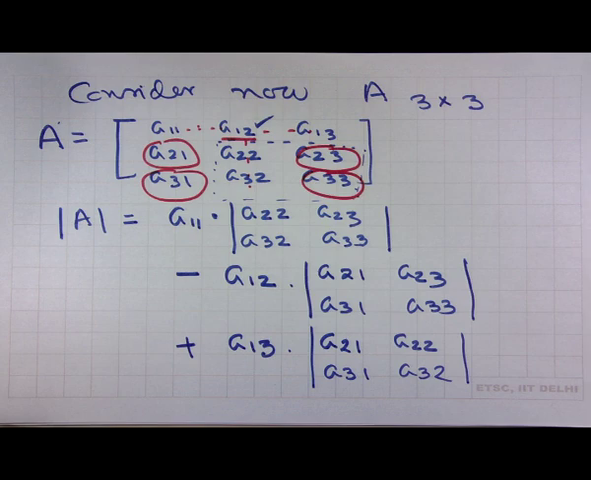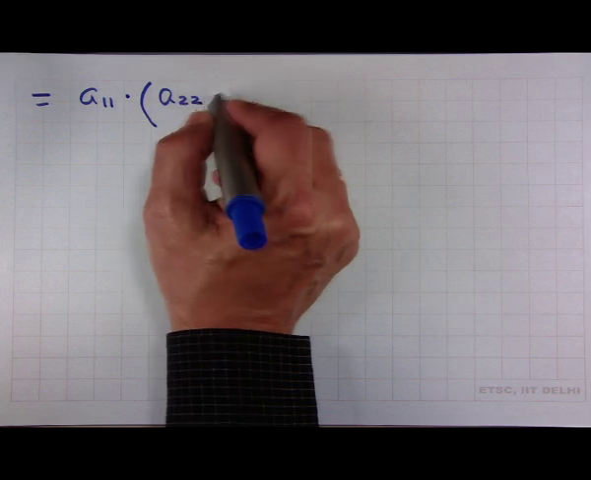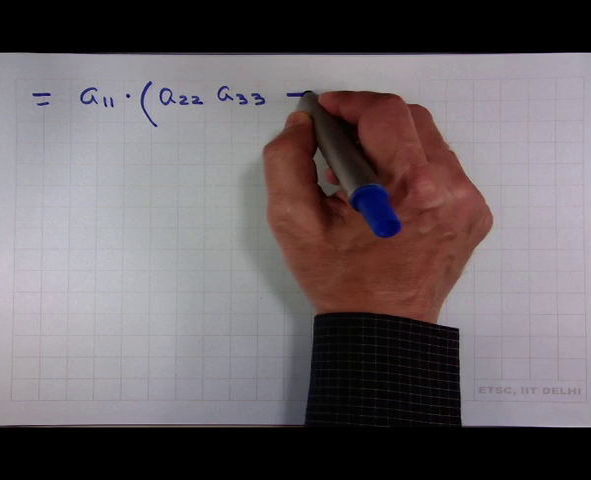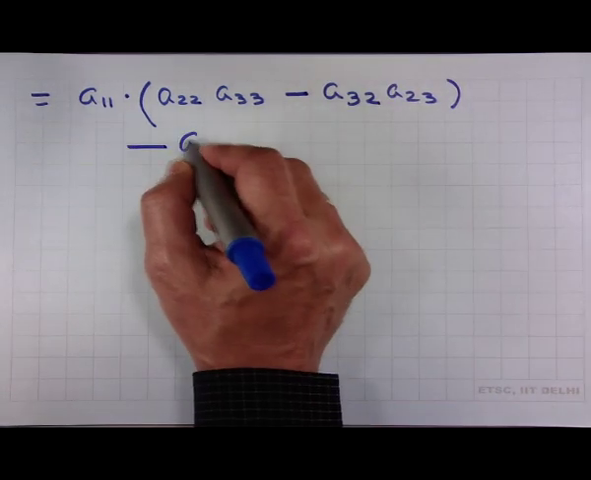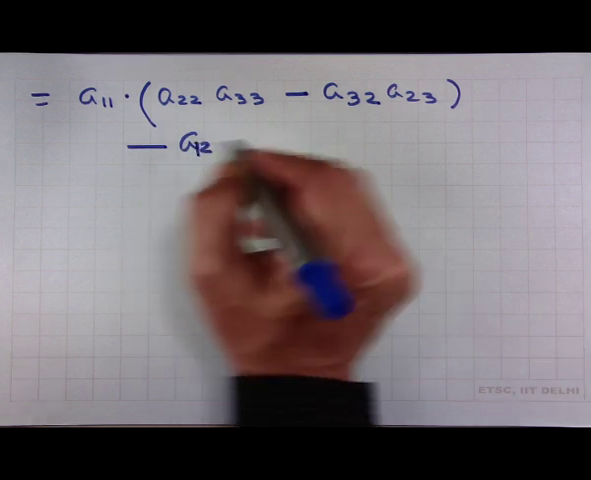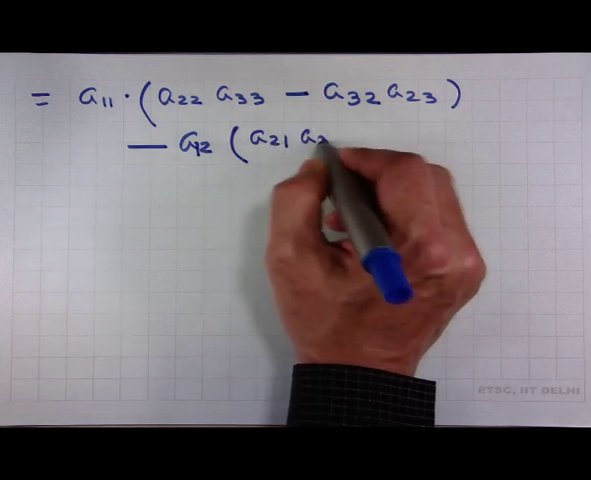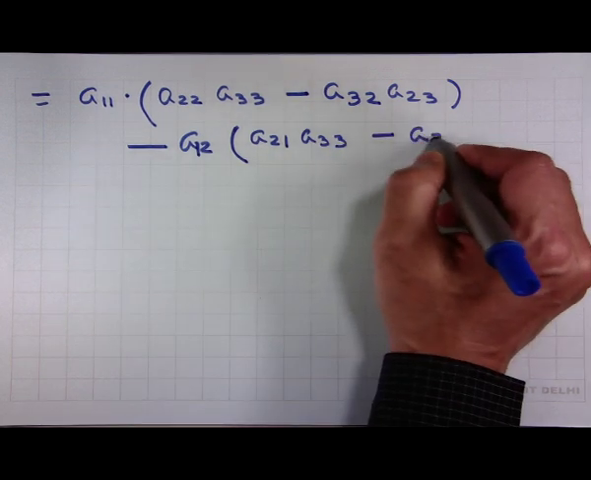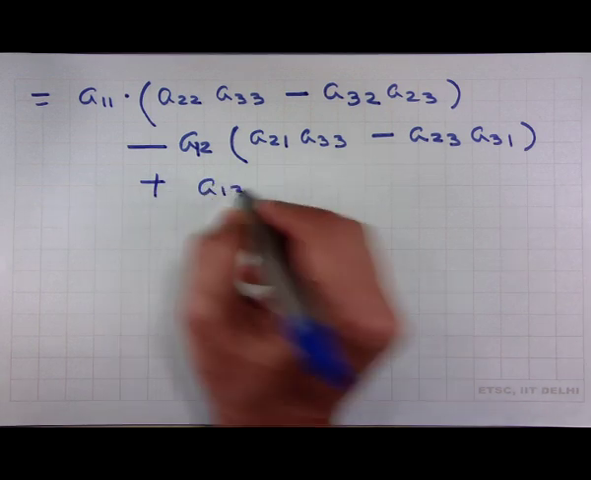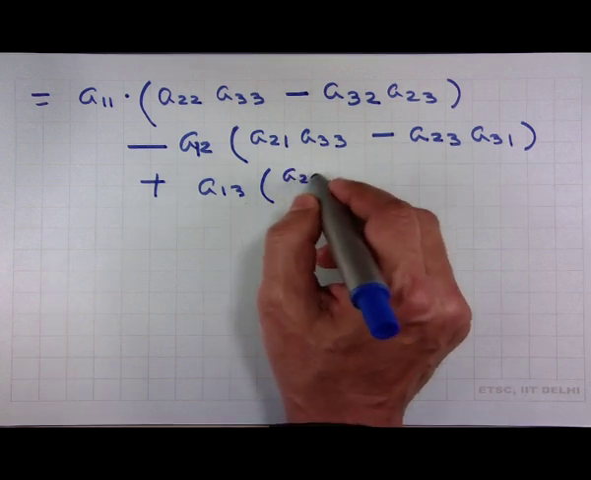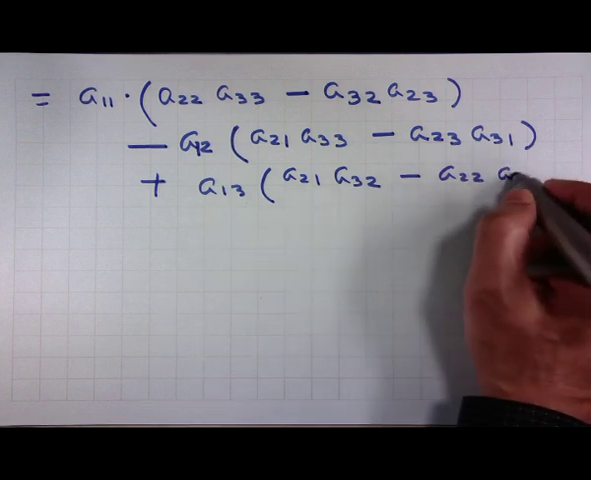which now I can expand as A11 times A22 into A33 minus A32 A23, minus A12 into A21 into A33 minus A23 into A31, plus A13 into A21 into A32 minus A22 into A31.